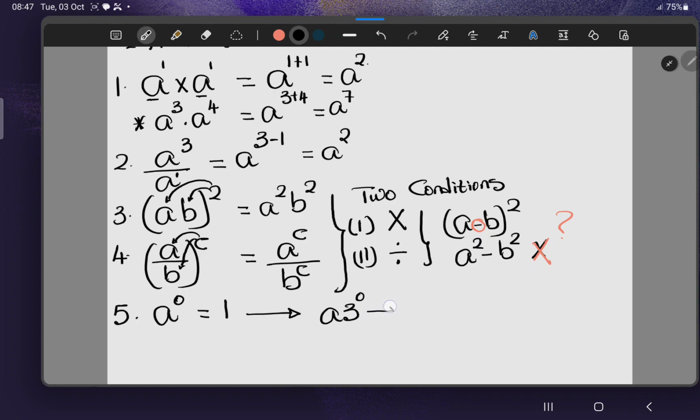So now you must check this 0. Where is the 0? Is the 0 in a? No, it is only in 3. So that will be a 1. Then the answer is a. So that is very, very important.